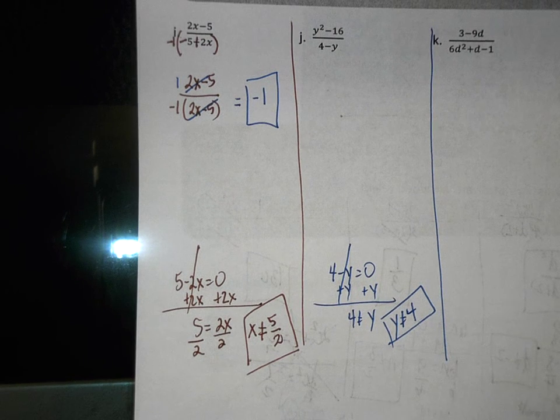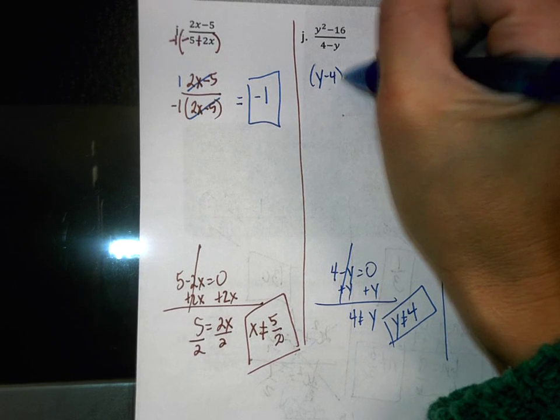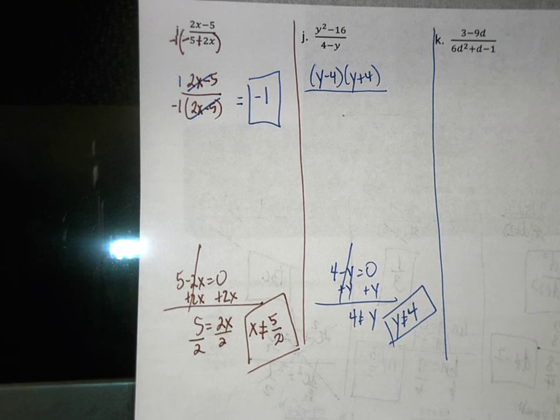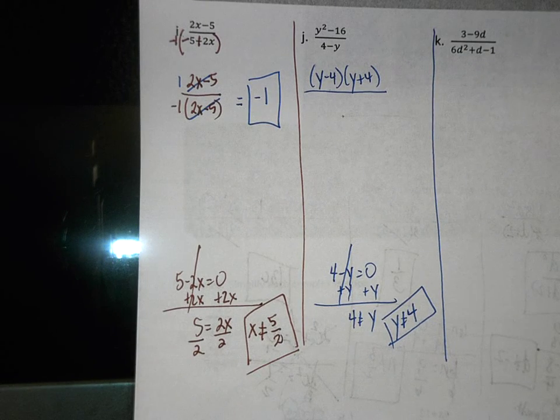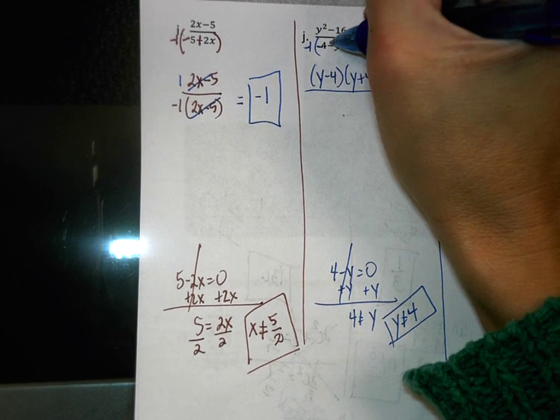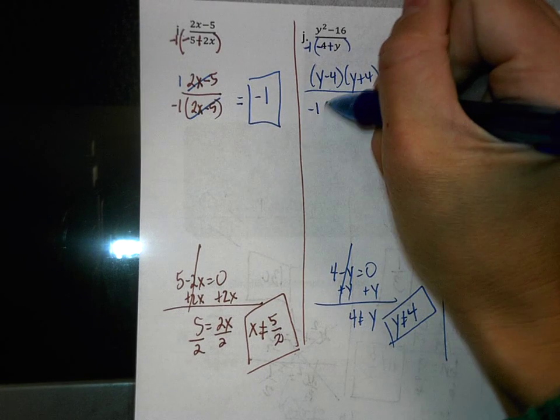On the top, is this factorable? What is a factor to be? Good. y minus 4, y plus 4. And then what would I need to do in the denominator? Good. Take out a negative 1. And so when I do that, that makes the 4 negative and the y positive. And so we have negative 1 parenthesis y minus 4.